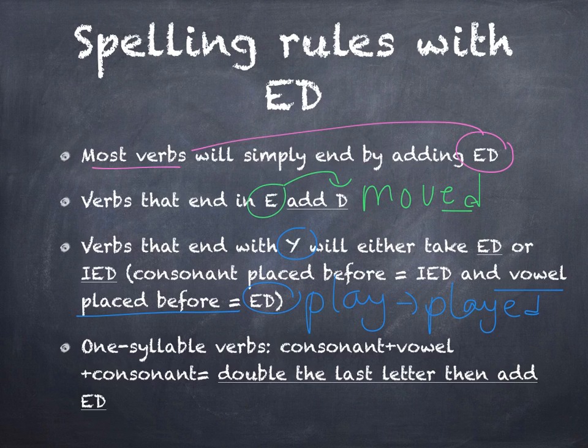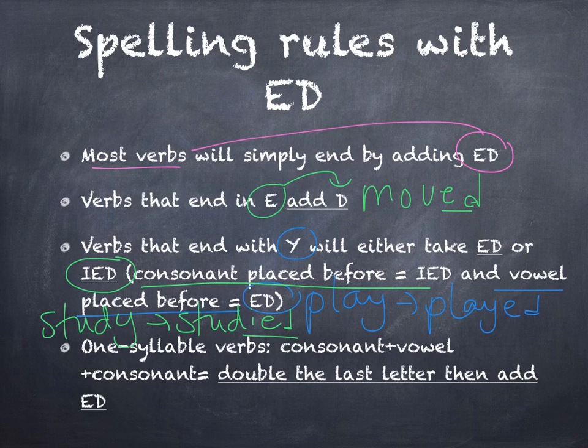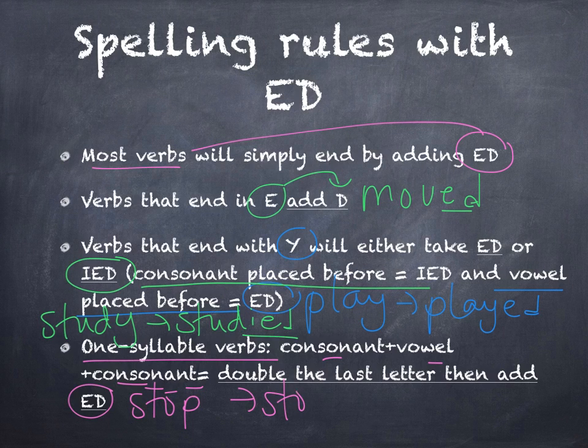But if you have a consonant that is placed before the y, it will take ied. If I write study, it will become studied, ied. If you have a one-syllable verb, consonant, vowel, consonant, you double the last letter and then you add your ed. Example, if I write stop, it's a short verb, consonant, vowel, consonant. So it will become stopped, double the P.